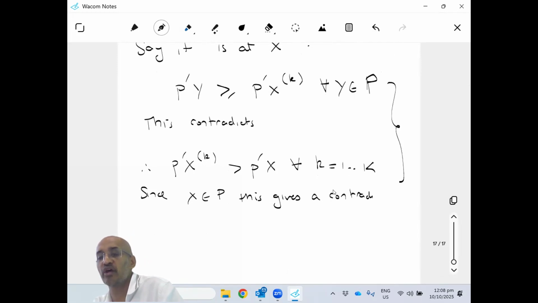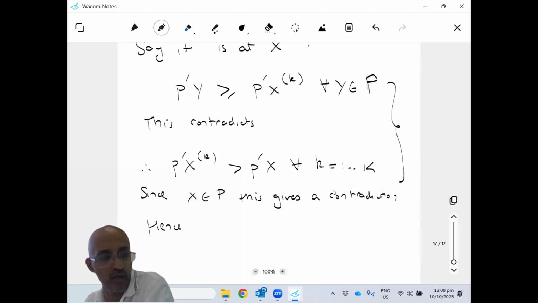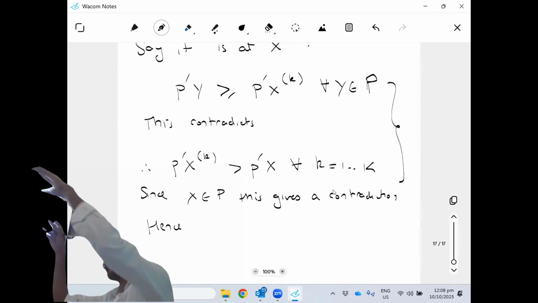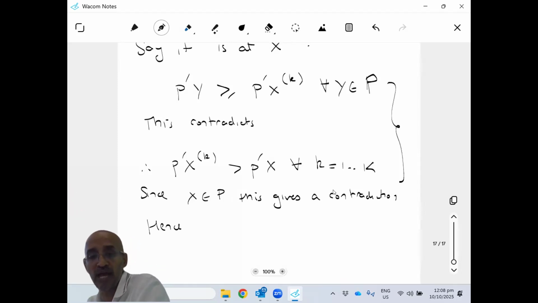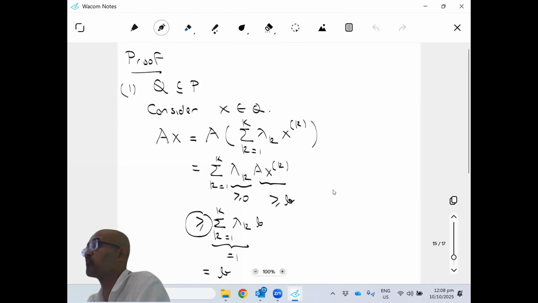Which means that you cannot have a vector x which is in P but not in Q. Hence, you cannot have a vector x in P but not in Q. So P has to be a subset of Q. Q is a subset of P, P is a subset of Q, which means P is equal to Q.